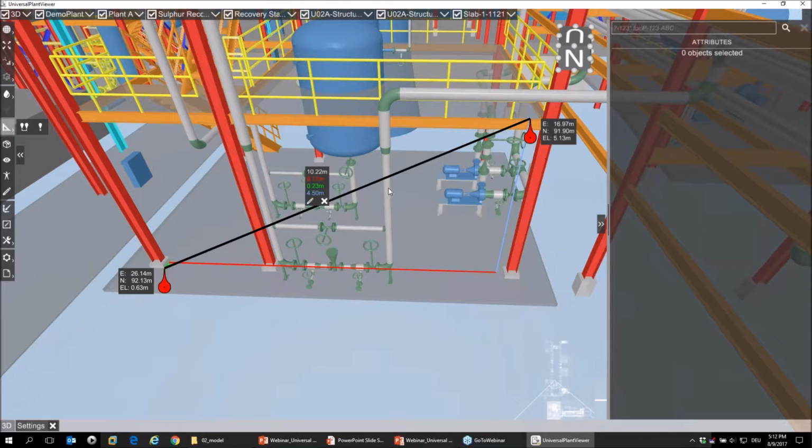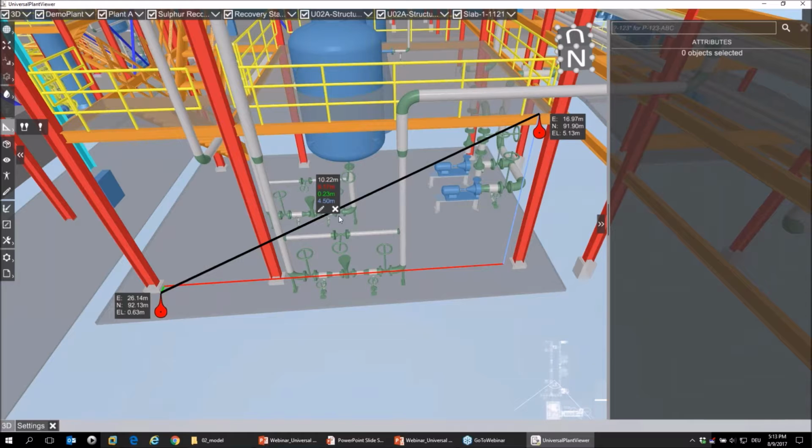And you see the elevation here is 0.63. Here on top it's 5.13, and the blue dimension is the height. And if we have a look here, yes, 4.5 meter, that seems to be okay.